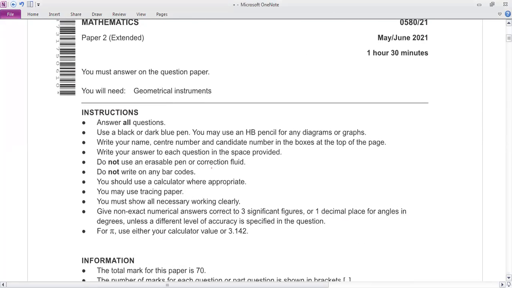These instructions you already know about the exam paper. If you have to use the value of pi somewhere, you will use 3.142 or your calculator value. Also, give non-exact numerical answers correct to 3 significant figures, or to 1 decimal place for angles in degrees. If your angles are in degrees, you must give the answer to 1 decimal place. For this paper, the total marks are 70.